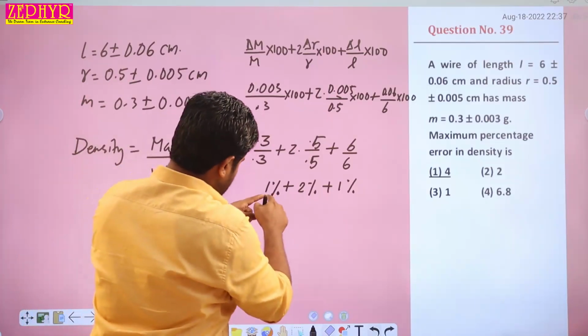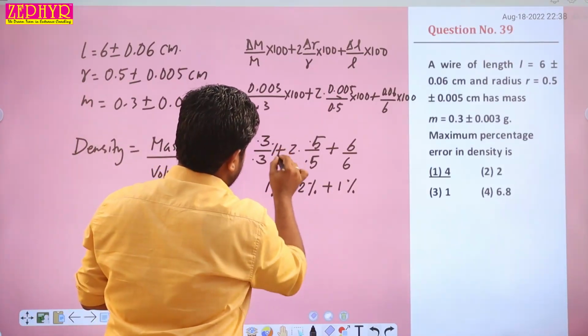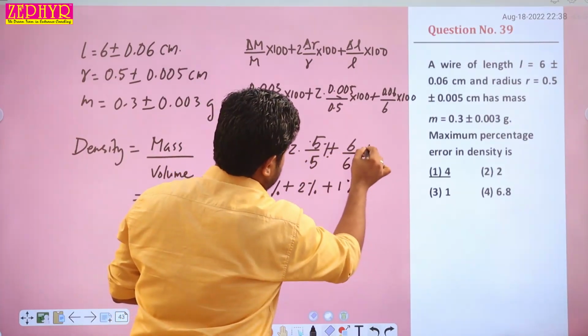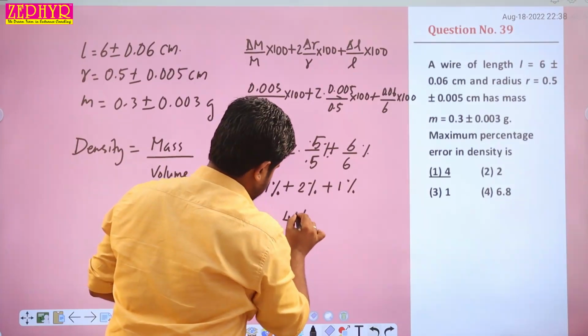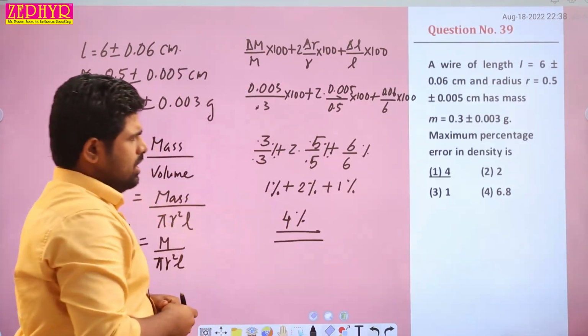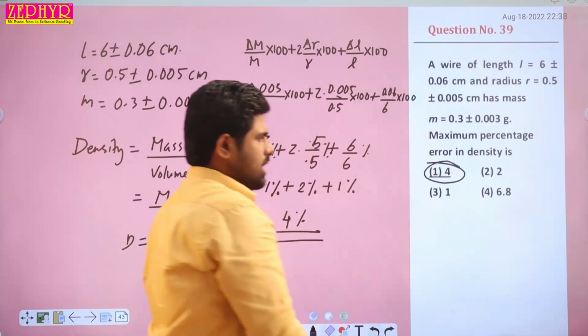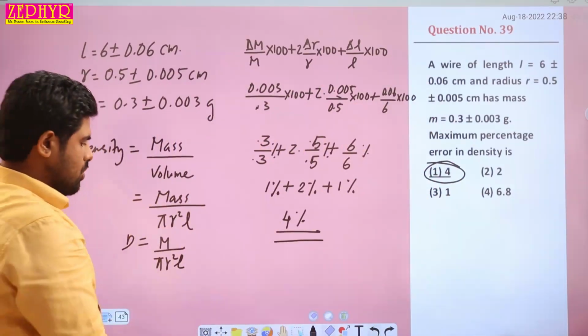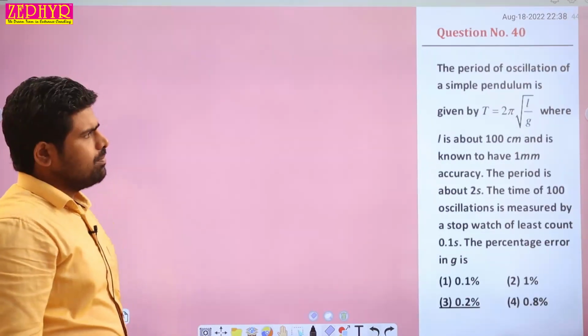See, all these are percentage values. So 1 plus 2 plus 1 is equal to 4%. So the maximum percentage error in the density is equal to 4%. Then question number 40.